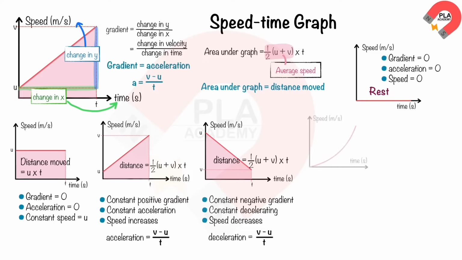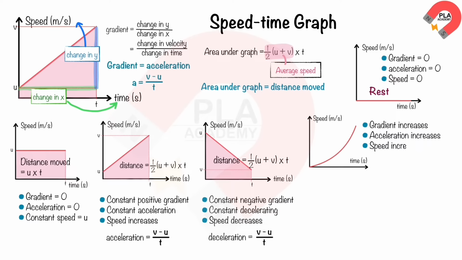A curved graph with an increasing gradient indicates the acceleration increases, and the object is moving at increasing speed. A curved graph with a decreasing gradient indicates the acceleration decreases, and the object is moving at increasing speed.